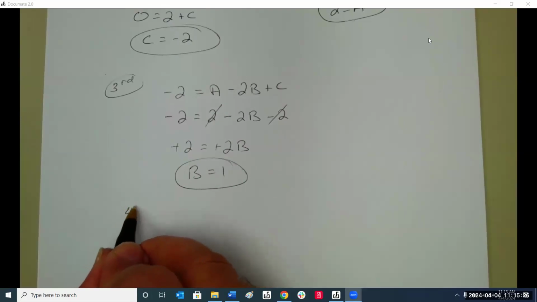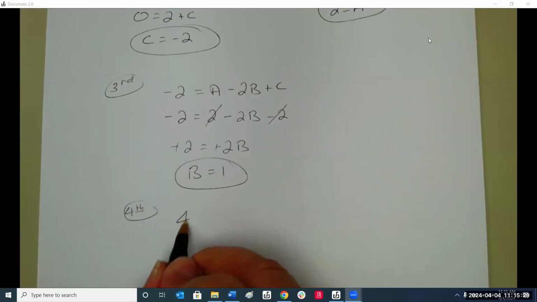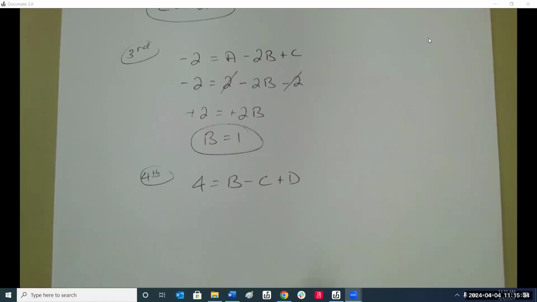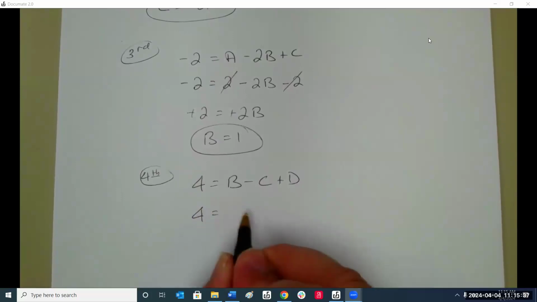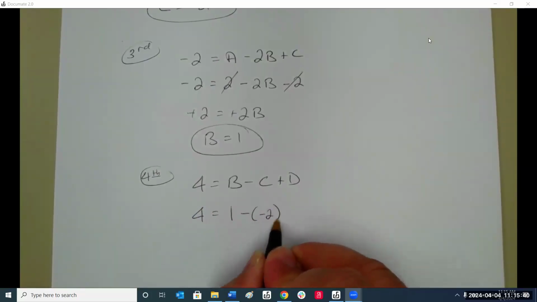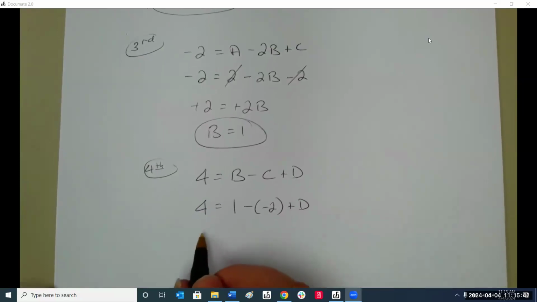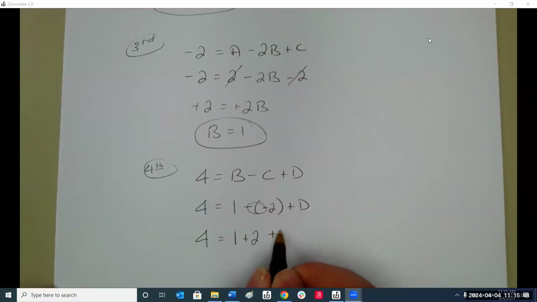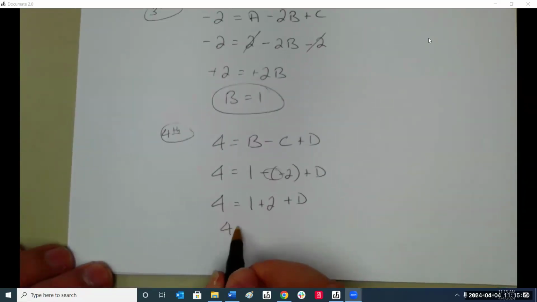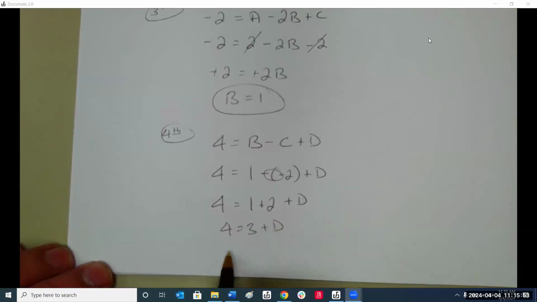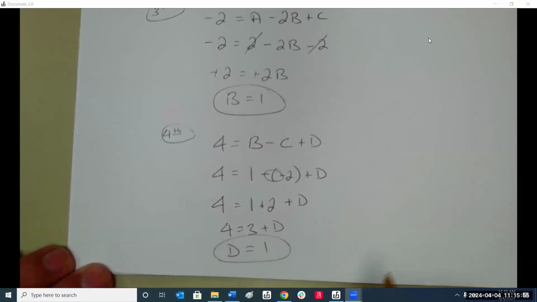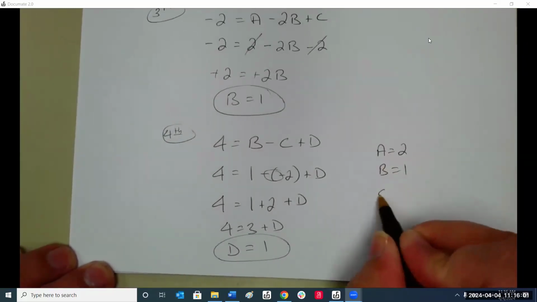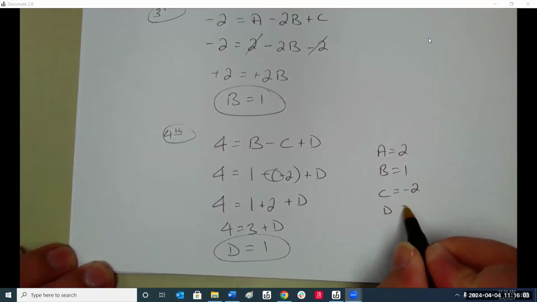And we can look at the fourth equation. 4 equals b minus c plus d. So 4 equals 1 minus -2. This changes to plus. So 4 equals 3 plus d. D equals 1. So a equals 2. B equals 1. C equals -2. D equals 1.